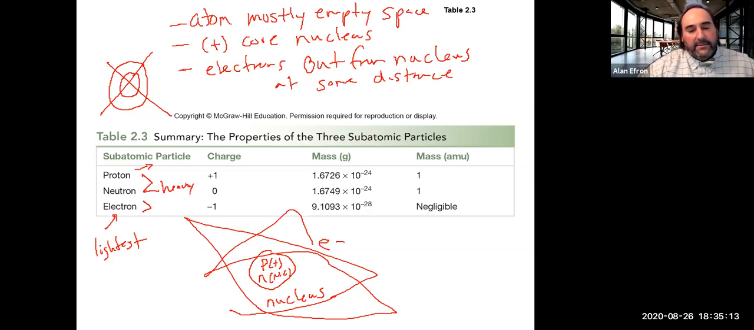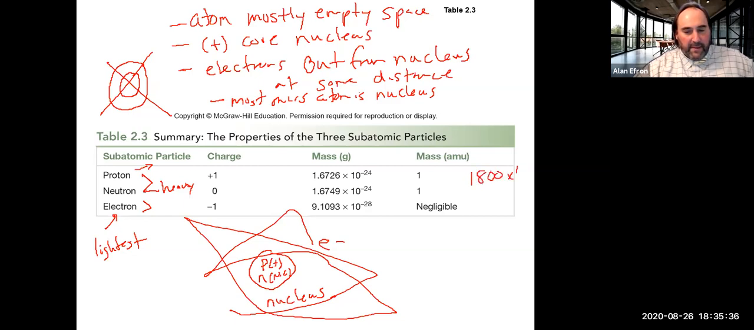And what they said was most of the mass of the atom is the nucleus. That makes sense because inside the nucleus, you have protons and you also have neutrons, and each of those individually is about 1,800 times heavier than an electron. So most of the mass of the atom is made up of that nucleus, with our neutrons being the heaviest, our protons the next heaviest, and our electrons being super small.